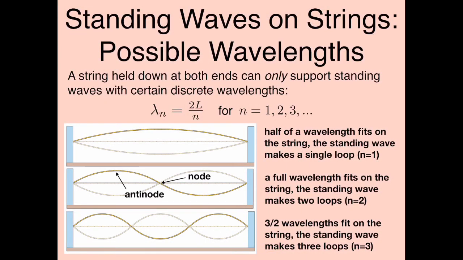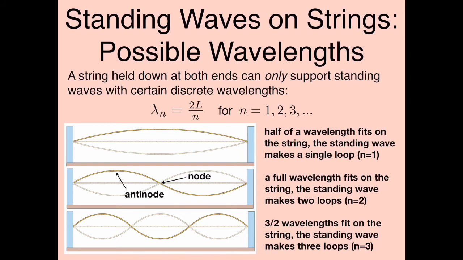So what we found here is that when it comes to a standing wave on a string, there are only certain wavelengths that are possible. In other words, you have a string that's held down at both ends. It can only support waves with a certain discrete set of wavelengths. So lambda, as we discovered, has to be equal to 2L divided by n for some integer value of n. So n can be 1, 2, 3, 4, and so on, but only those specific values of the wavelength will actually work. So let's take a look at some possibilities then.